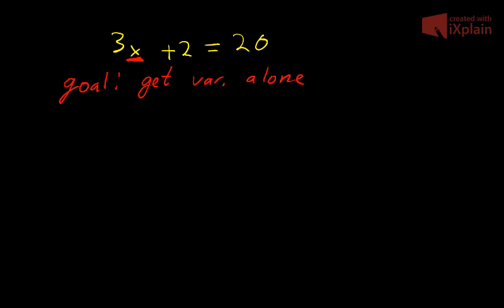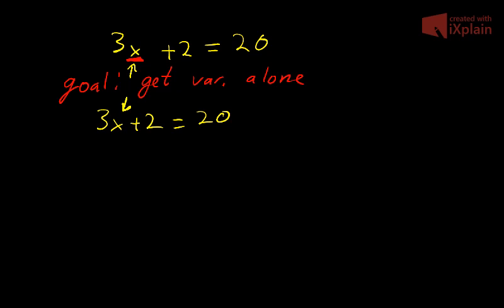So the first way is the best way, and I'm not going to tell you why quite yet, but I'm going to start by looking at what is by the x. So if I want to get x alone here, I have 3x plus 2 equals 20, and my goal is to get this x alone.